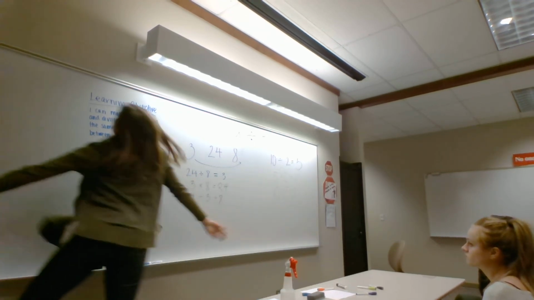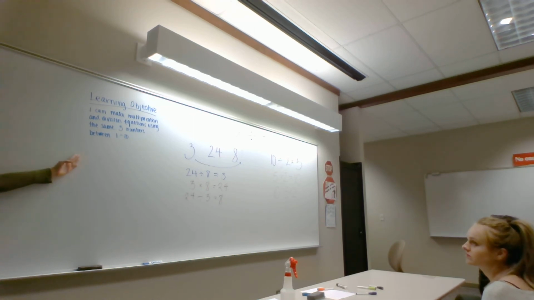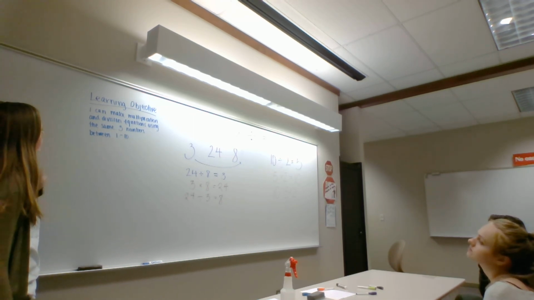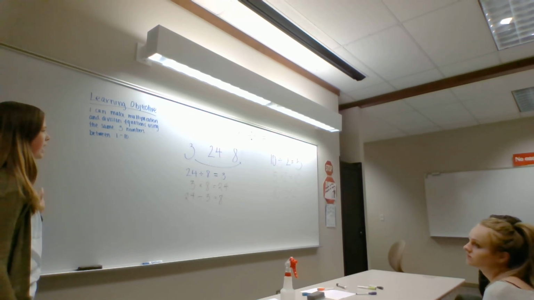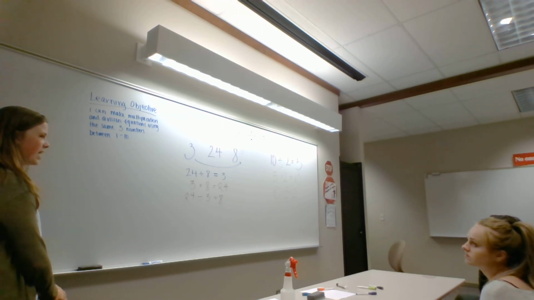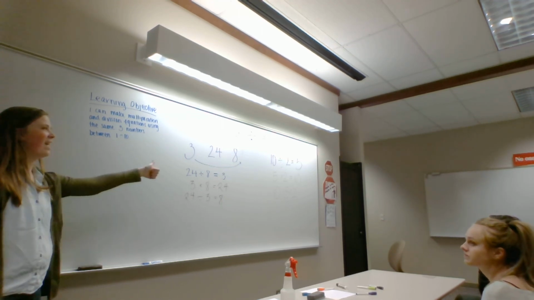So our learning objective for the day is I can make multiplication and division equations using the same 3 numbers between 1 and 10. Do you think that we got to that today? Yes. All right, cool.